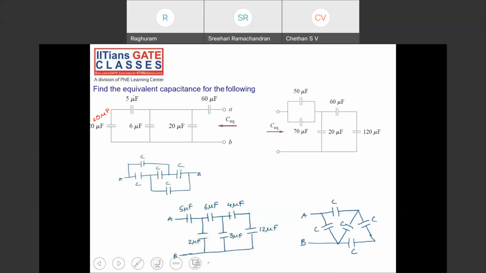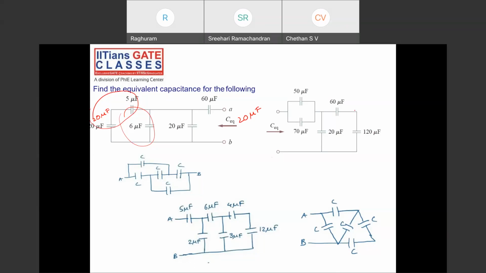See quickly, 20 into 5, 100 by 25 is 4. Okay, 4 and 6 is 10. 10 and 20 is 30. 30 and 60 is again 20 microfarads directly. Okay. Following me?